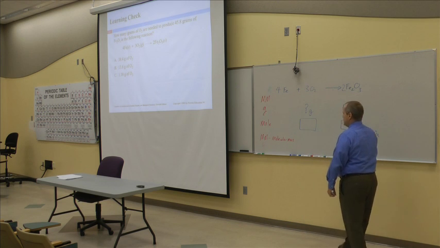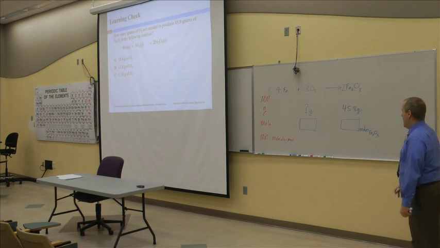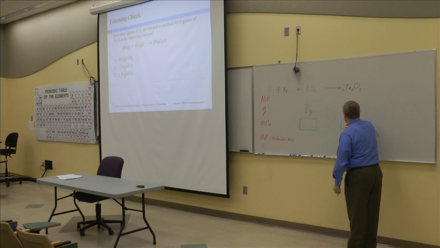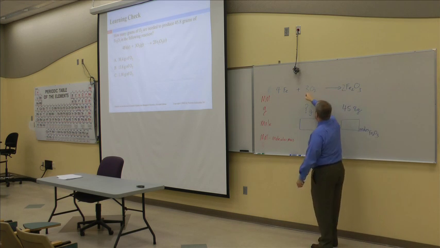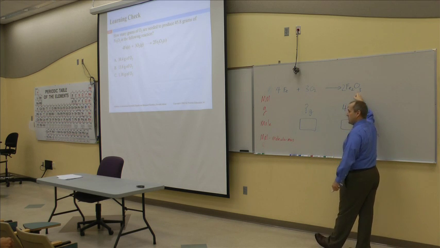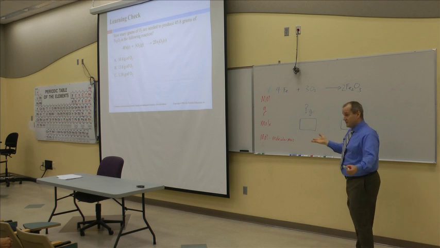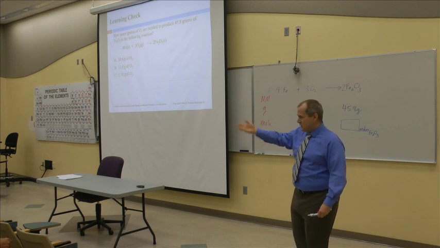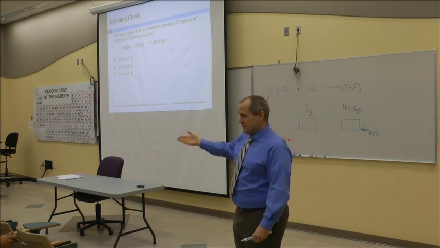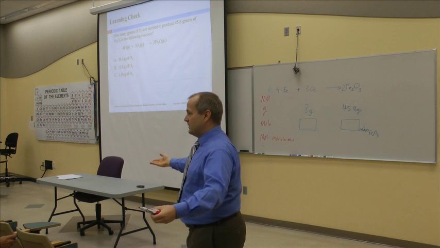We need moles of Fe2O3. Why? Because if we get the moles of this, we can use this 3 moles of oxygen equals 2 moles of iron 3 oxide. We could use that ratio to figure out moles down here. Right? Does that make sense? Yes. Everybody? Is the idea there?